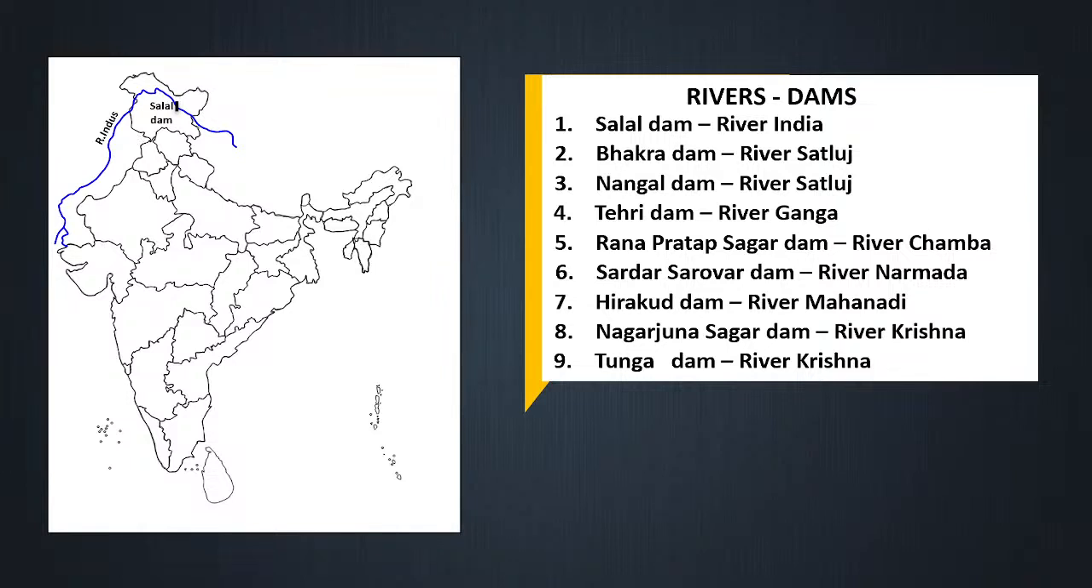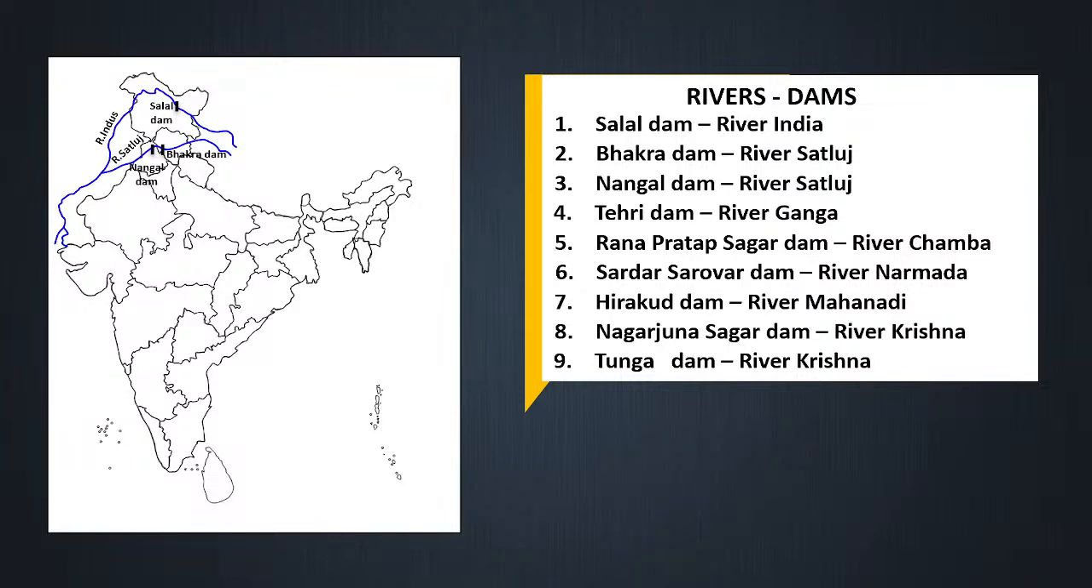Done? Second, look at this. Second, you have River Satluj, you have Bhakra Dam, Bhakra Nangal Dam on River Satluj, and Satluj is a tributary of Indus. Completed? Jaldi karo. Okay.